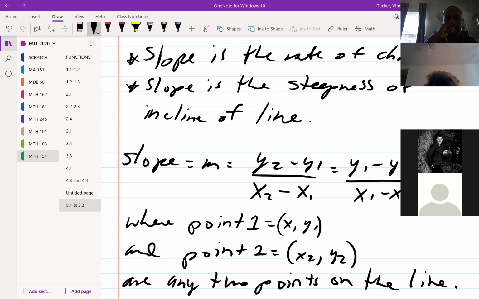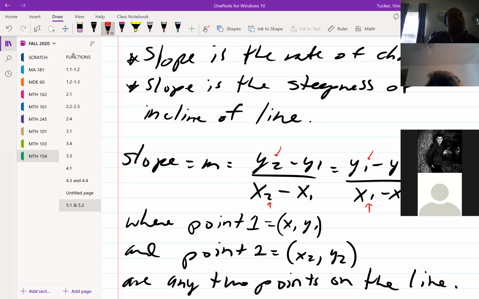So the way we will calculate it, M is the letter we will use for your slope. Can't use S. Physics has already taken S for other things. So we're using M for your slope, where we do y2 minus y1 over x2 minus x1, or we can do y1 minus y2 over x1 minus x2. And I'll show you in a second why it doesn't matter as long as you stay consistent. Notice if you use y2 first on top, make sure you use x2 first on the bottom. Or if you use y1 first on top, make sure you use x1 first on the bottom.